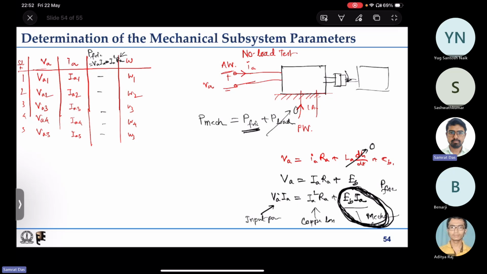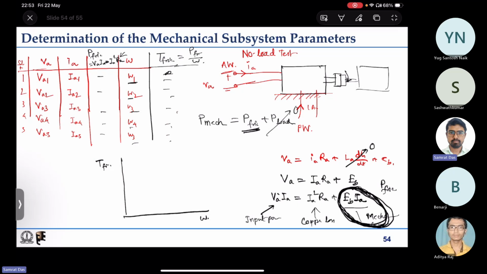In order to get the frictional torque, T friction, from the power, what do you do? You divide the frictional power by speed, omega. Yes. So you get the frictional torque also. Now if you plot omega on the x-axis and frictional torque on the y-axis, you need to plot these points, and you will find that there are some points like this.